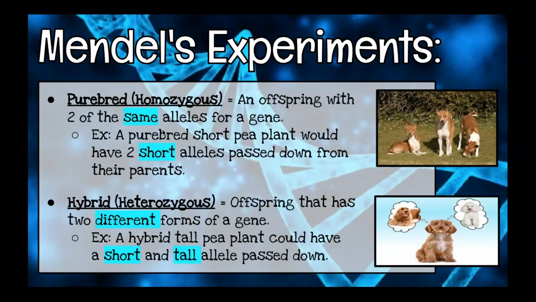Purebred, think of the word purebred. Where have you heard that? I'm sure you've heard of like purebred horses or a purebred dog. That means that that dog or that horse or whatever the organism is, if it's a purebred, it came from two of the same organisms. So if it's a purebred chihuahua, then its parents were both chihuahuas, right? It wouldn't be a chihuahua and Yorkie mix. That would be a hybrid or heterozygous. Okay, so think of it that way.